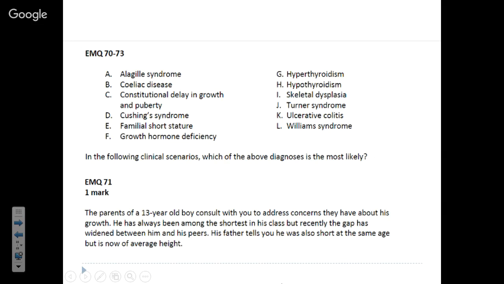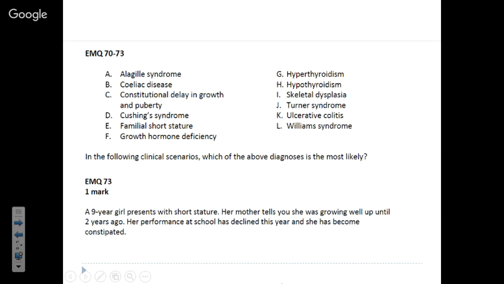Okay, and just to finish off, we've got a few more EMQs. So 13-year-old boy, parents are concerned about his growth. He's always been the shortest in his class, but recently the gap has widened. His father tells you he was also short at the same age, but now is of average height. Yep, sounds like a constitutional delay.